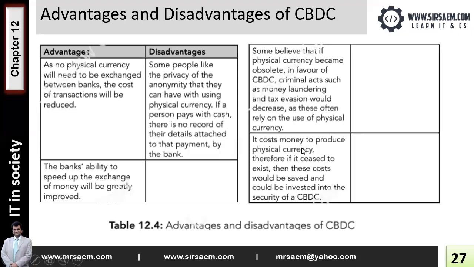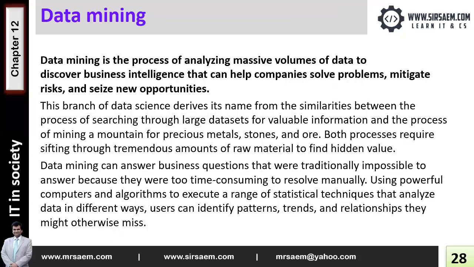It costs money to produce physical money. Again, that's another advantage that we get out of central bank digital currency. So there are obviously many more advantages than disadvantages. You don't have to incur the cost of printing.